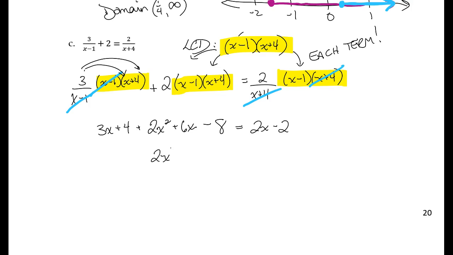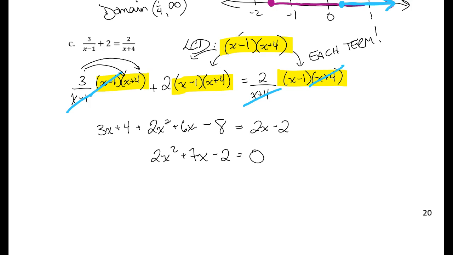I'm going to end up with 2x squared. 3 and 6 is 9, minus 2 is 7x. And then 4 minus 8 is negative 4, plus 2 is negative 2.